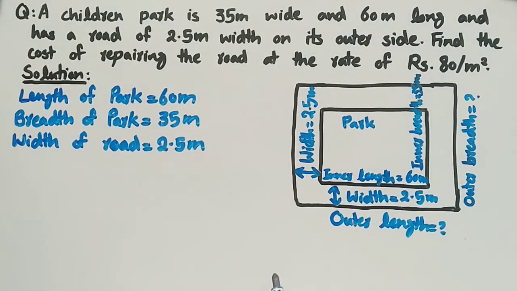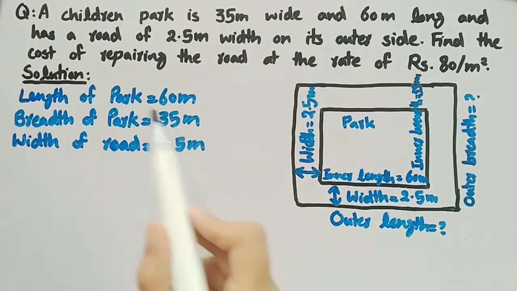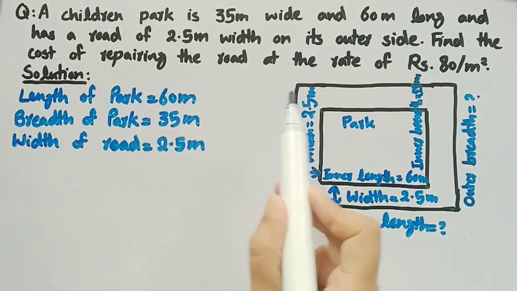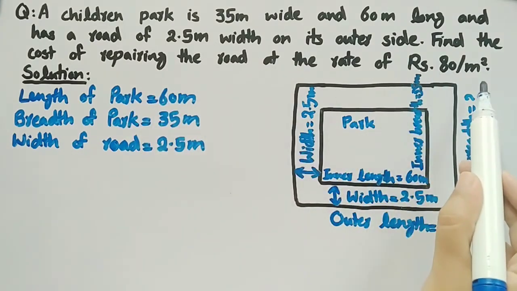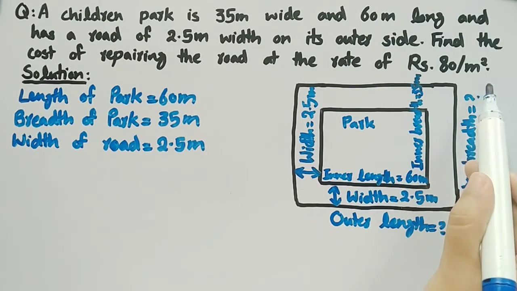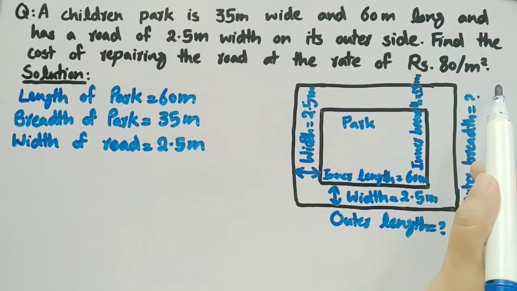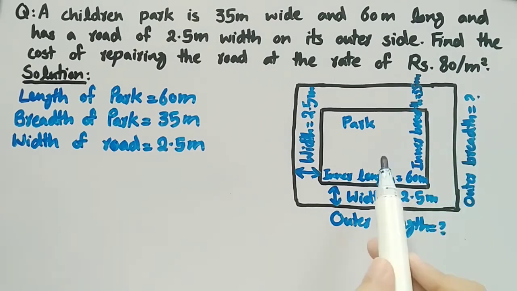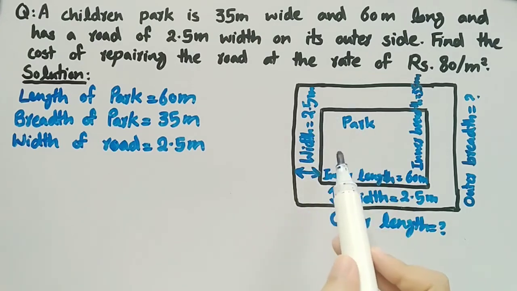It is given in the question that we have to find the cost of repairing the road at the rate of rupees 80 per meter square. To find this, we also need to find the area of the road, and to find area of the road, we should know the area of the park excluding the road and including the road.